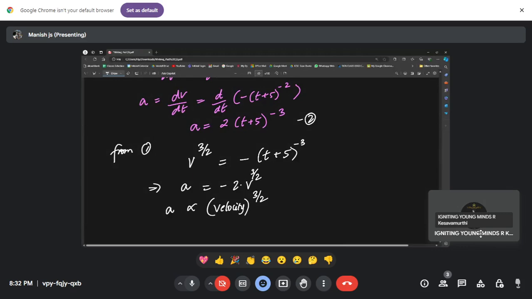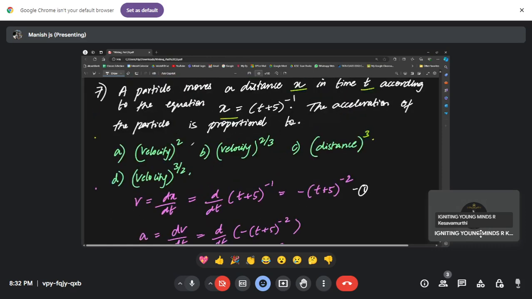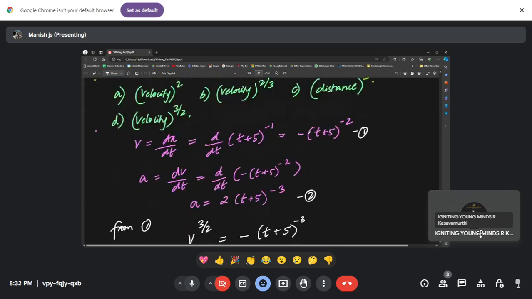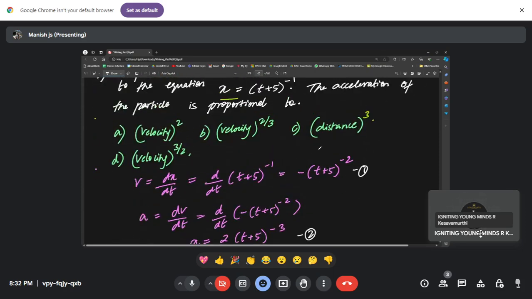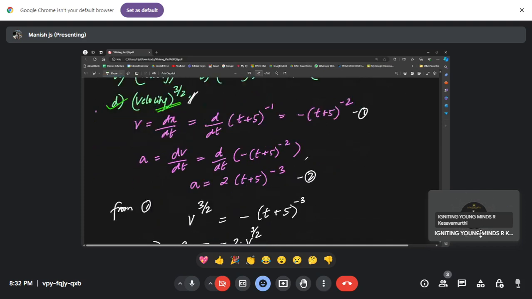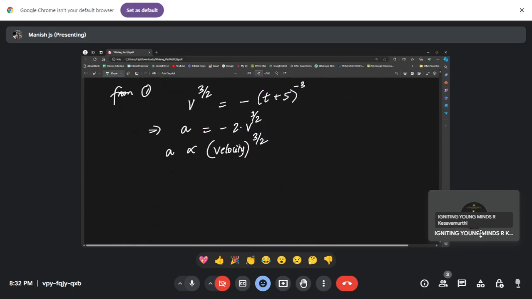So this is how you get the relation for acceleration, which is proportional to the velocity. Here the acceleration of the particle is proportional to velocity whole to the power 3 by 2, and here you have your answer as option, you can see that it is option D. So this is how you find out this particular solution, by differentiation. I hope it is clear.